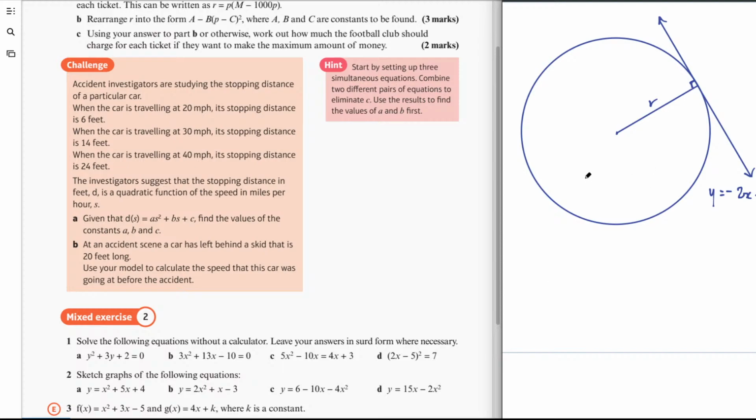Tangent 8x plus 15y plus 17 equals 0. Okay, let's just do this one. So you're also given the center, right, of the circle? Okay, so let's assume the center is at 0, 0. Okay, so we have a tangent. Oh, center 1, 4. Okay, let's go with that. Center 1, 4.